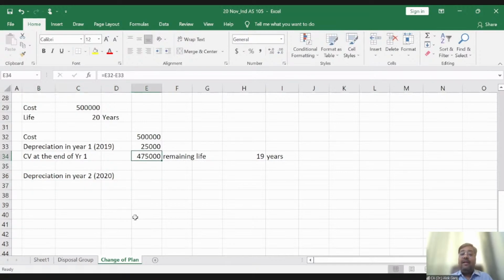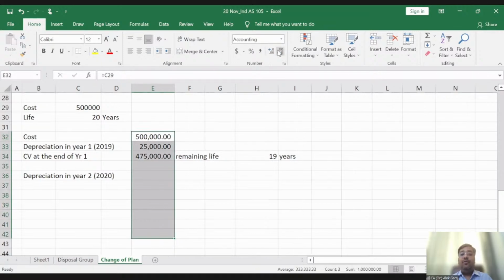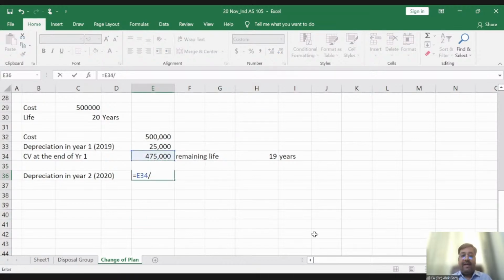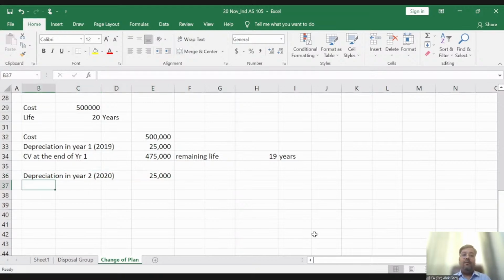You need to compute the depreciation on 4,75,000, not on 4 lakh rupees. Why? I'll tell you. So 475 divided by 19 years, the result will be the same, again 25,000. Sir, how does it matter if you compute by 5 lakh by 20? I'll show you how it matters.